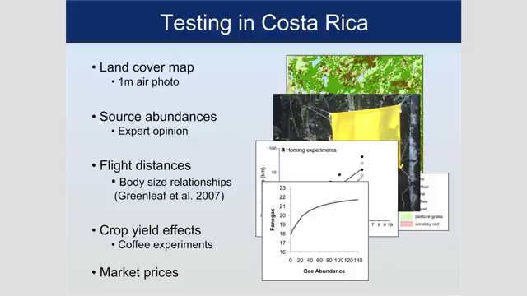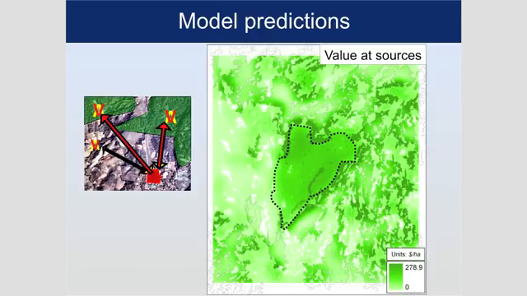And then crop yield effects are from my data, knowing my 20% finding, constructing a really simple yield curve that relates number of bees arriving at a field with its production in that nice unit, Fanegas, and then market prices. So those are the data that went into this test in Costa Rica. And here's what the model comes out with.